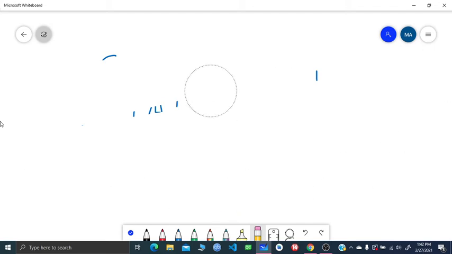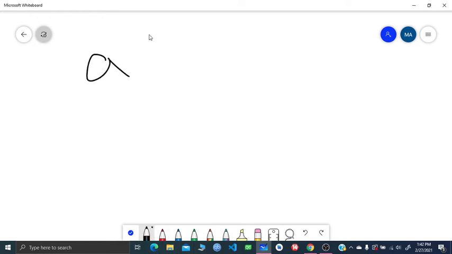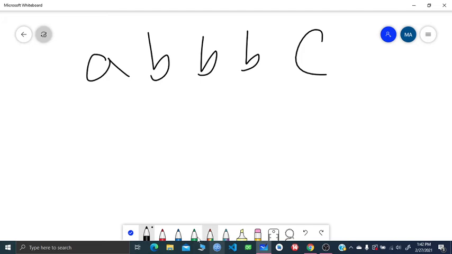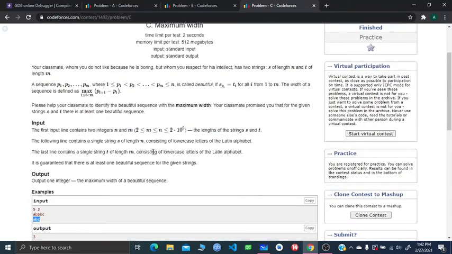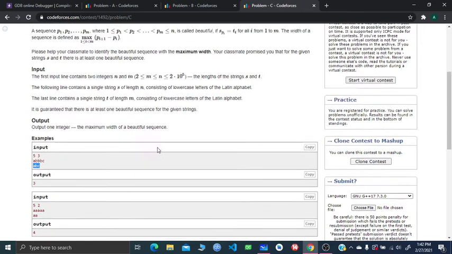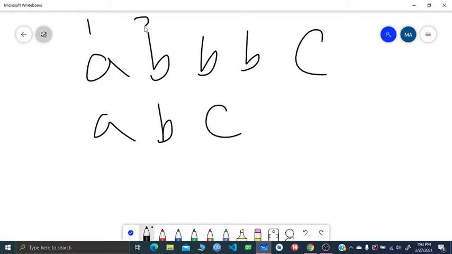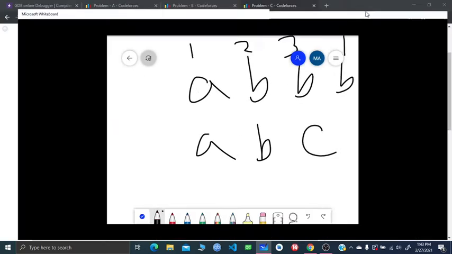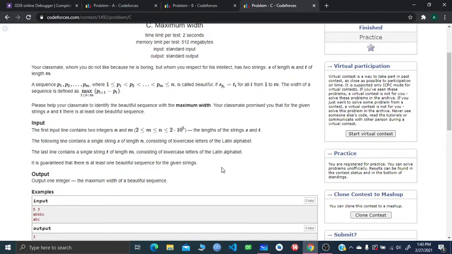Ultimately, what we have here is, if I say I have a string A, B, B, B, C, and t is A, B, C, and M needs to be less than or equal to N. Yes, absolutely, M also needs to be less than or equal to N. So the indexes are 1, 2, 3, 4, 5, and I have to find out the maximum width.